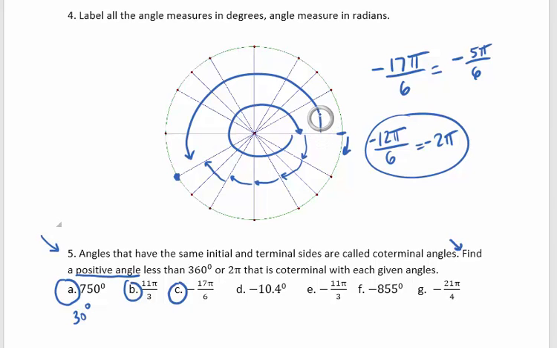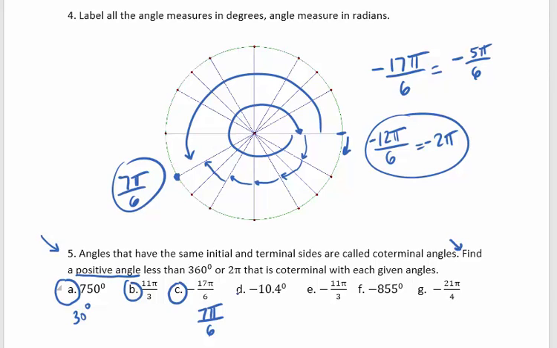So I start here. Here's 1 pi over 6, 2 pi over 6, 3 pi over 6, 4 pi over 6, 5 pi over 6, 6 pi over 6, 7 pi over 6. So in a positive location, this guy is coterminal with 7 pi over 6, positive. And again, this might seem a little tricky. Let's keep working them here, and you'll figure this out.